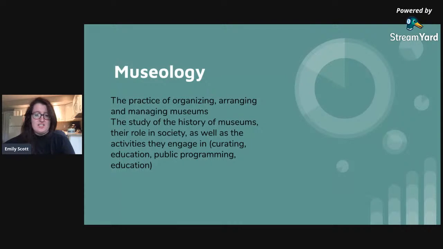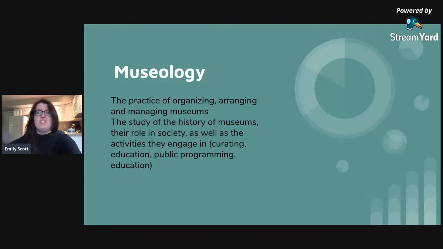This is a definition of museology. Museums are not just objects in a building. Museology is the practice of organizing, arranging, and managing museums. And it's also the study of the history of museums, their role in society, as well as the activities they engage in. So when we talk about activities that museums are engaged in, we're talking about curating, conservation, education, and public programming. These are all separate areas that you can specialize in museums.